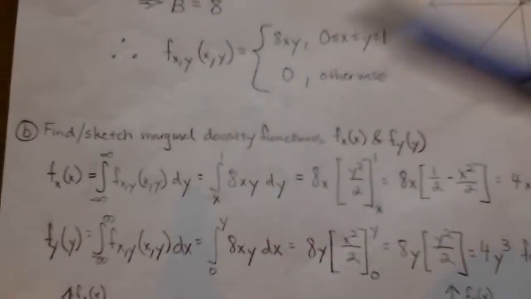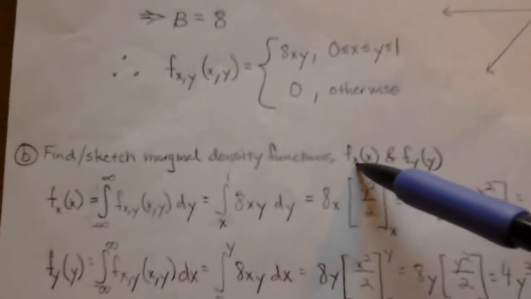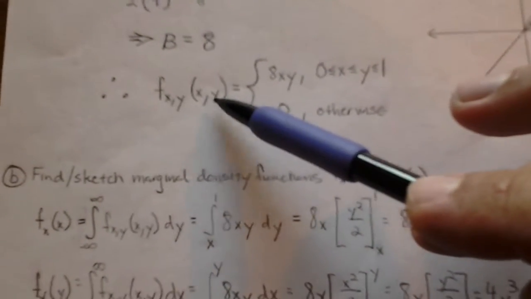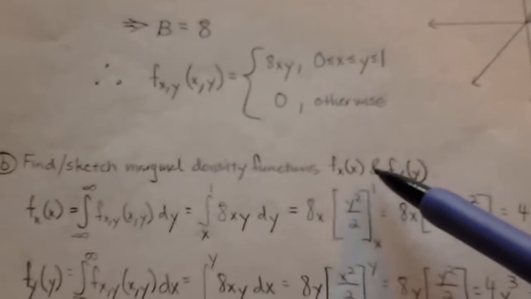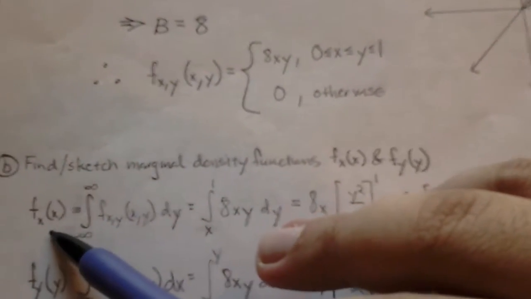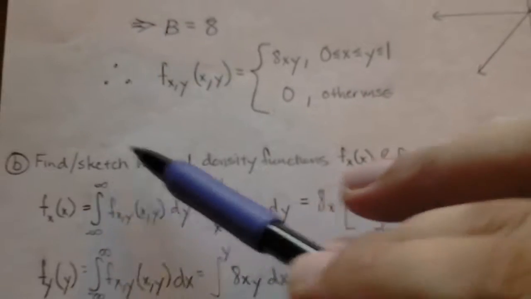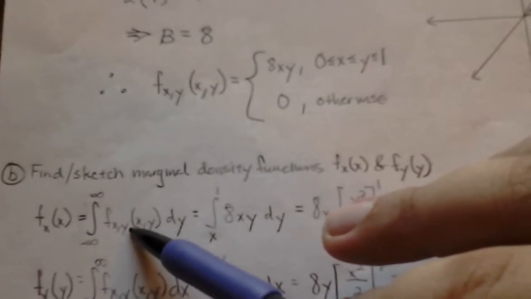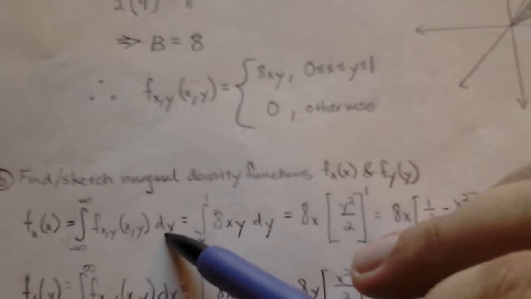Now, part 2. Part 2 asks us to figure out the marginal density functions based on our joint density function, okay? And not only that, but to sketch them. All right, how do we do that? Well, we take this formula right here, and in order to find the marginal density function according to x, we integrate the joint density function with respect to y. Okay.